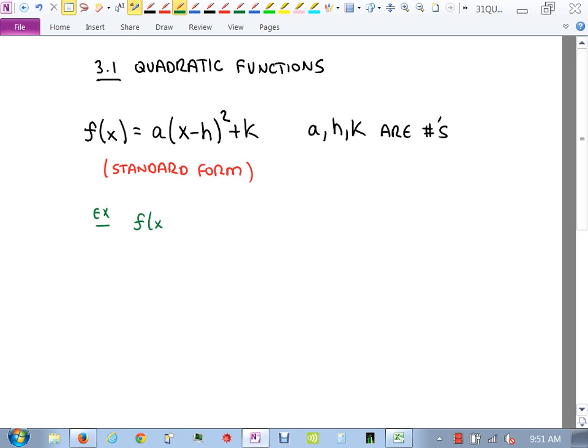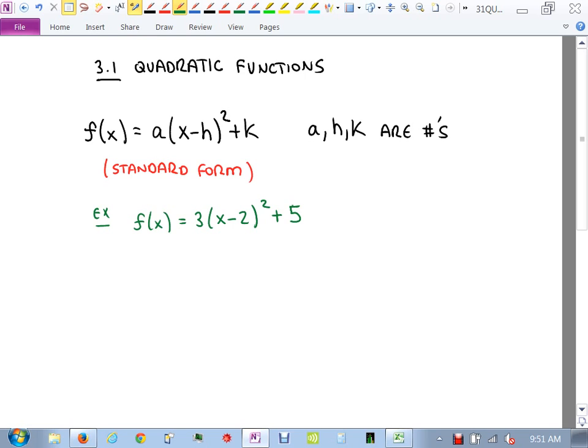Example: f of x equals 3 times (x minus 2) squared plus 5. This is a quadratic function. It is written in standard form, right? Is that kind of like what we did with f of g and g of x, like a composition, like you're plugging it in? You can almost see that in there.